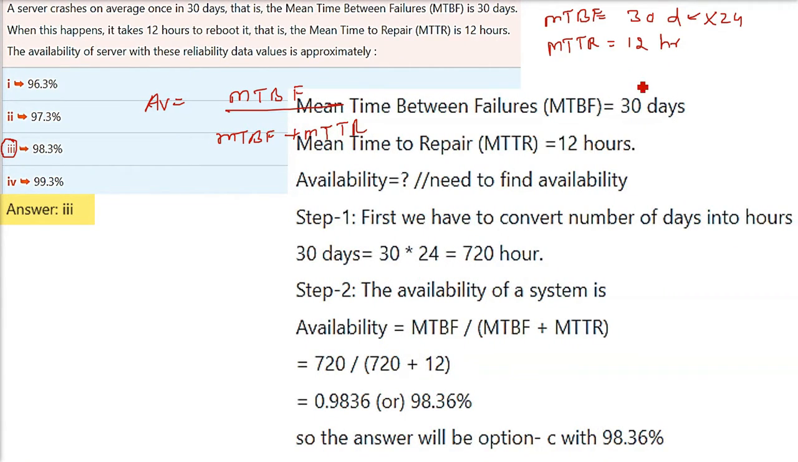See, 30 days, we have converted it into 720 by multiplying with 24. 1 day has 24 hours. Now we have hours. Now MTBF is 720 divided by 720, which is MTBF, plus what is the MTTR? That is 12. So the answer will be 0.9836, which in percentage is 98.36. So this is the answer.